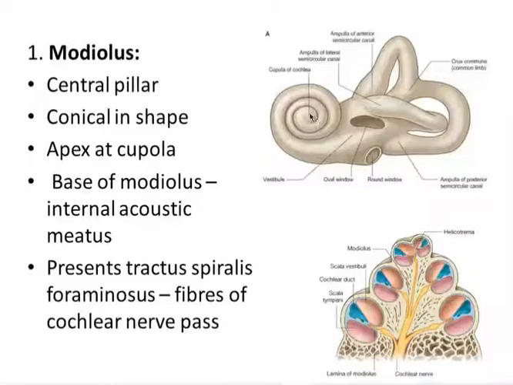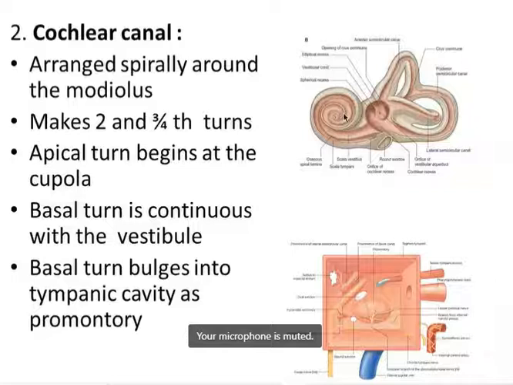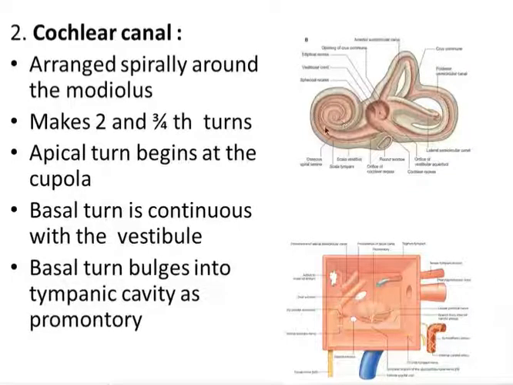So how is it formed? It makes a complete 2 turns and another 3/4 turn, around 2.75 turns it makes. And the cochlear canal is formed here like this, inside the cochlea. Here lies the apical turn. The apical turn begins at the cupola, the apex of the modiolus, and from here it starts to take a turn. It makes around 2.75 turns.